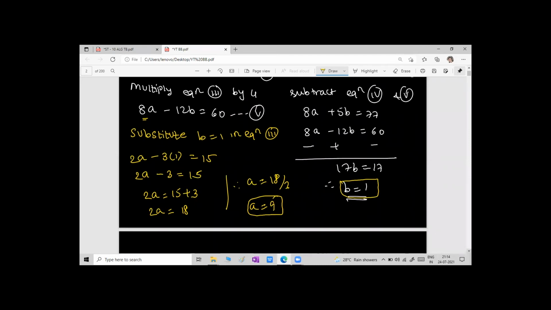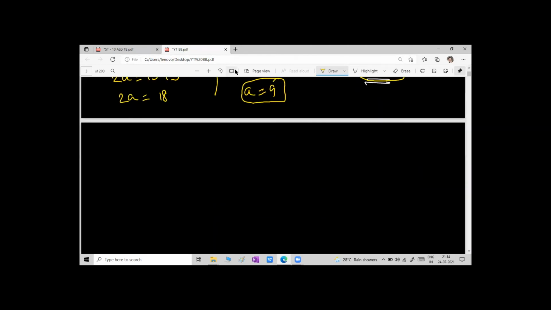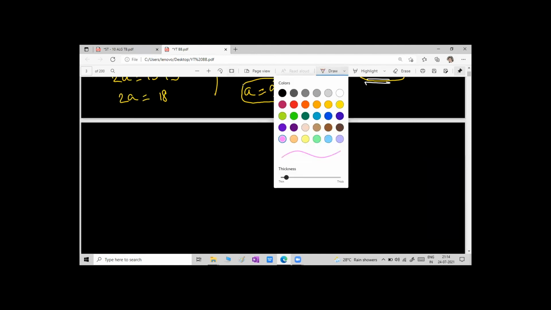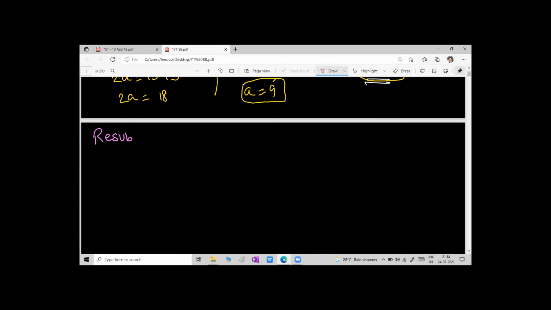Okay, shall I go down with the next part? Now, sir, since we are not interested in a and b, we are interested in x and y, what are we supposed to do now? We are supposed to substitute, in fact, resubstitute the values of a and b. Why do I need to resubstitute the values of a and b? So that I can get values of x and y.